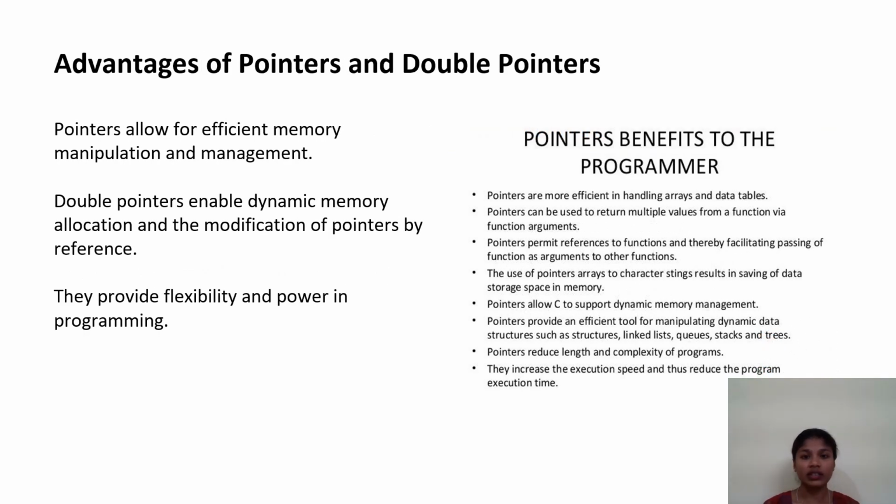Advantages of pointers and double pointers. Pointers allow for efficient memory manipulation and management. Double pointers enable dynamic memory allocation and modification of pointers by reference. The first pointer stores the address of the variable and the second pointer stores the address of the first pointer. Double pointers occupy the same amount of memory as regular pointers on the stack.